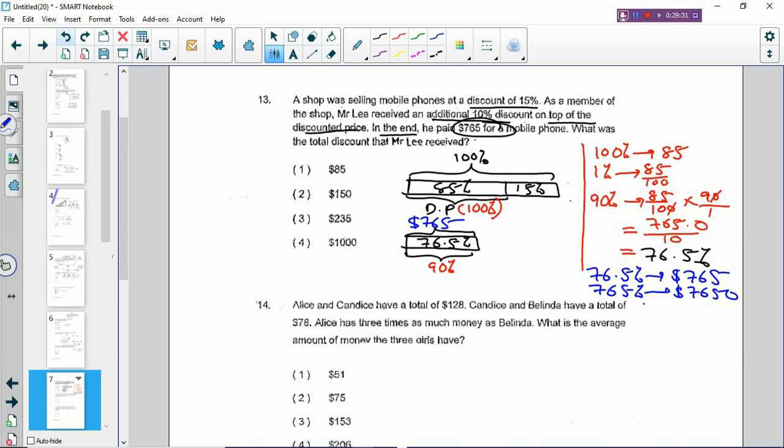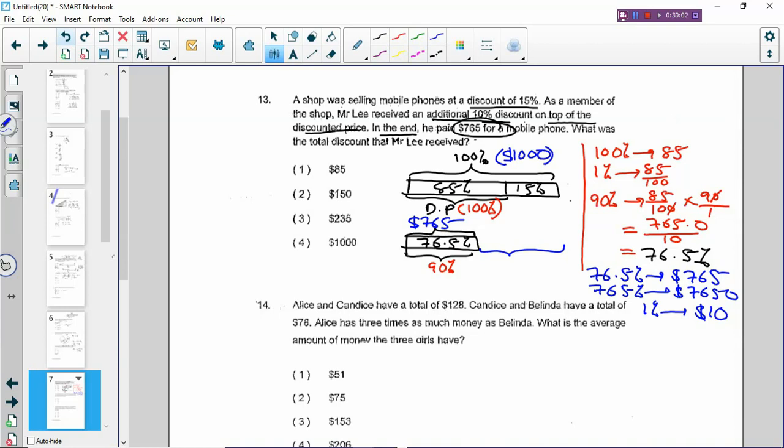So your 1% will be 7650 divided by 765. So your 1% is $10. Okay, $10. Now, if 1% is $10, then how much is the discount? Then you look at over here. So you can find the original price without discount, which is 100%. So 10 times 100%, the original price is what? $1,000. All right, because 100% is the original price.